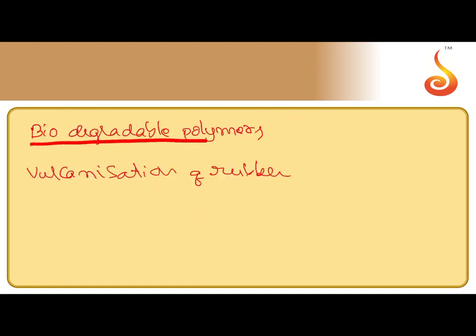After that, biodegradable polymers. All natural polymers undergo degradation in the presence of bioorganisms. They are called biodegradable polymers. Synthetic ones also, like PHBV, nylon 2,6, they are synthetic but biodegradable. Next, in order to change the properties of natural rubber, it is subjected to vulcanization. When natural rubber is heated with sulfur, we can get vulcanized rubber. The process is called vulcanization of rubber.